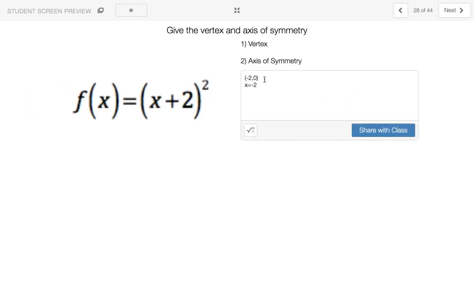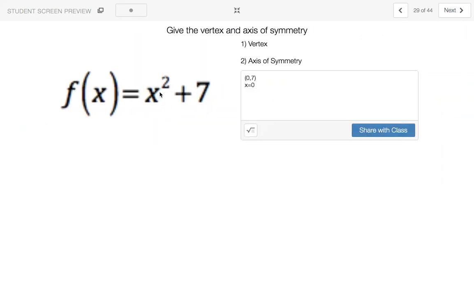So on this slide, notice there's a 0. There is no plus here. There's no value for k. So the y value will be 0 in the vertex, and there's no value for h here. So the x value will be 0.